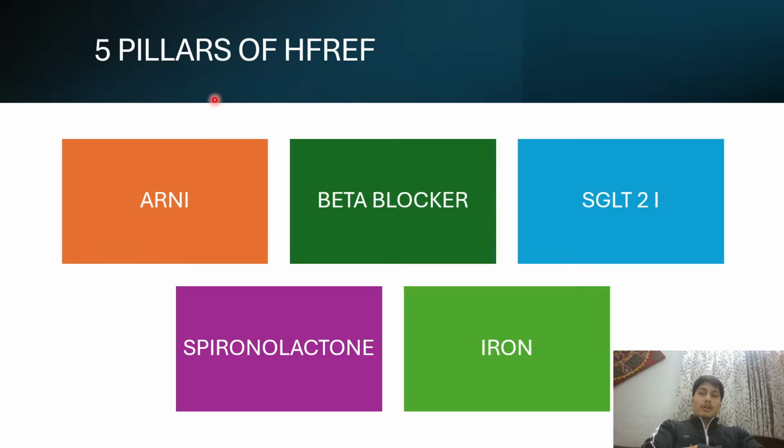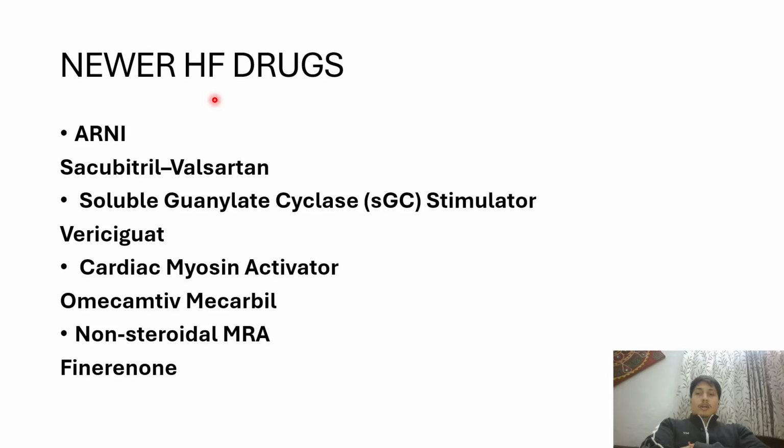Spironolactone is a mineralocorticoid receptor antagonist, and then we have iron. These are some new drugs that have come up other than the four. ARNI we've already discussed.